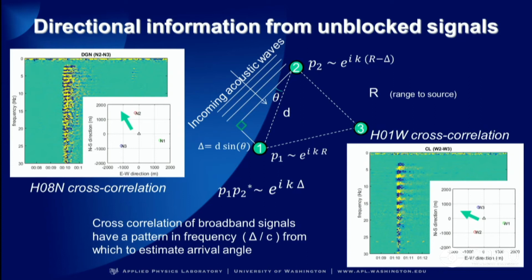And if you cross-correlate the two, you'll see a repetitive pattern that is repeating in frequency. So you can actually estimate your arrival angle between two stations. You could do this for all three pairs and get a very precise measure. And for the unblocked stations, we get direction pointing right to the epicenter of the earthquake. So that was a good confirmation of this processing.